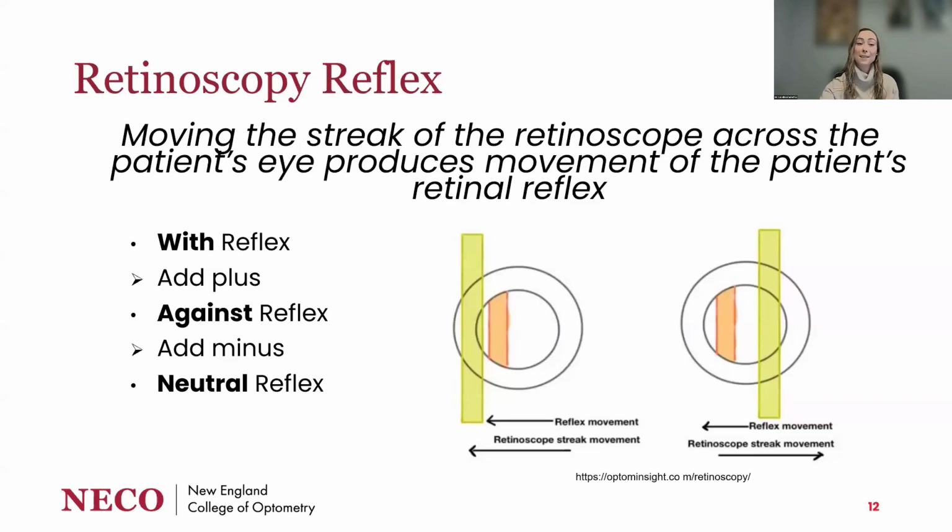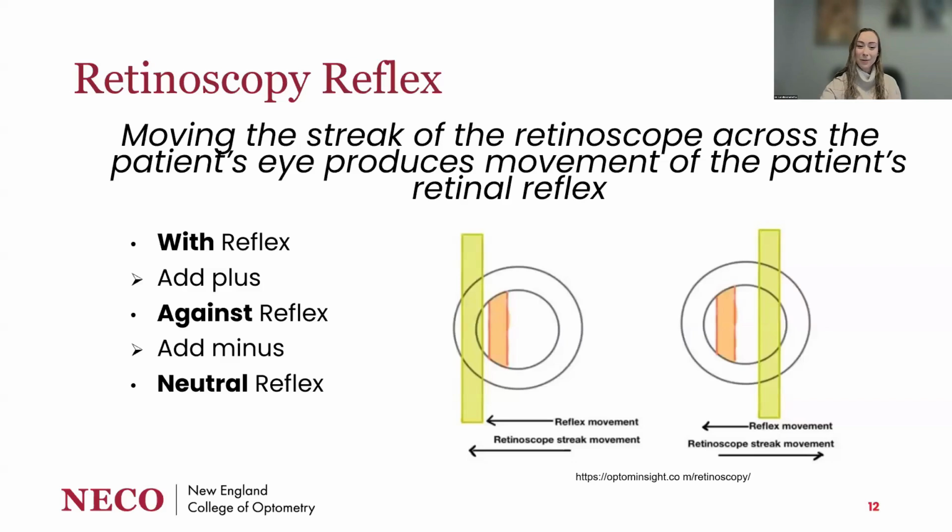Another option is against motion, meaning that as we move our streak in one direction, the reflex goes the other way. So you can see here as the examiner moves their scope to the right, the reflex actually shifts the opposite direction to the left, creating an against motion. This is when we would want to add minus to neutralize the reflex.